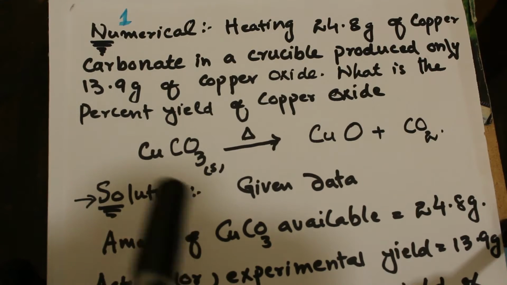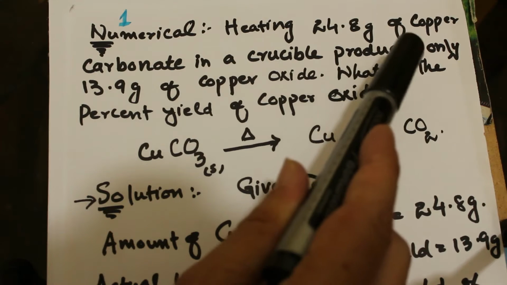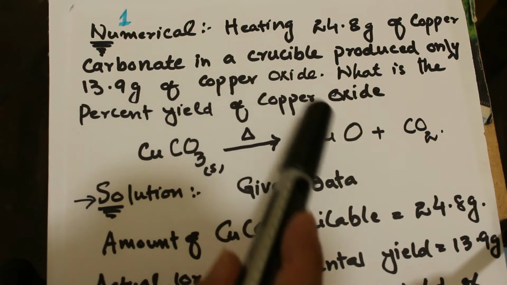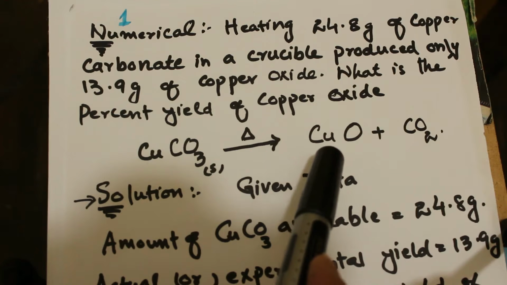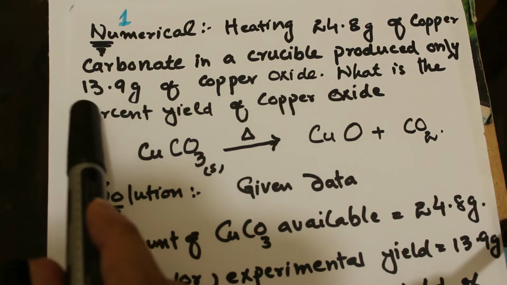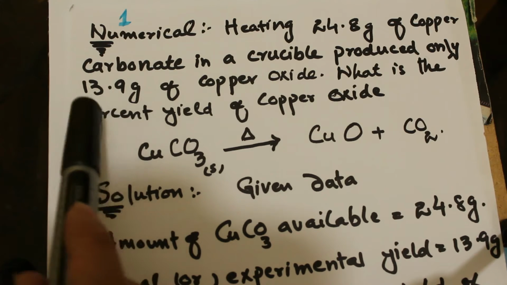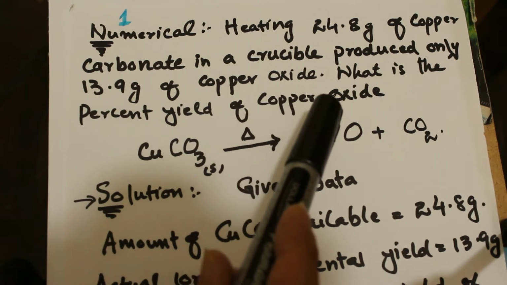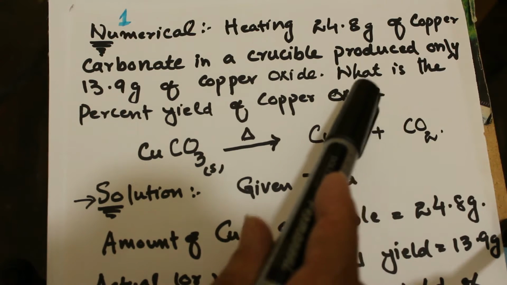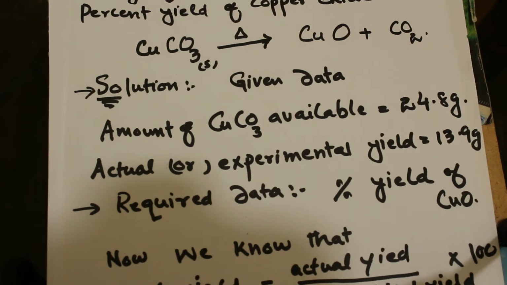The numerical says that heating 24.8 gram of copper carbonate in a crucible produced only 13.9 gram of copper oxide. Here you can see the copper oxide is the product of this reaction, and we have already been told that 13.9 gram of copper oxide is produced, which is the actual or experimental yield of this reaction. Now what the question asks for is the percent yield of this copper oxide.